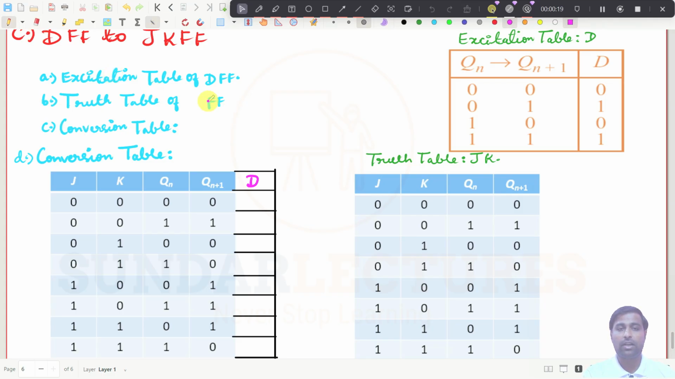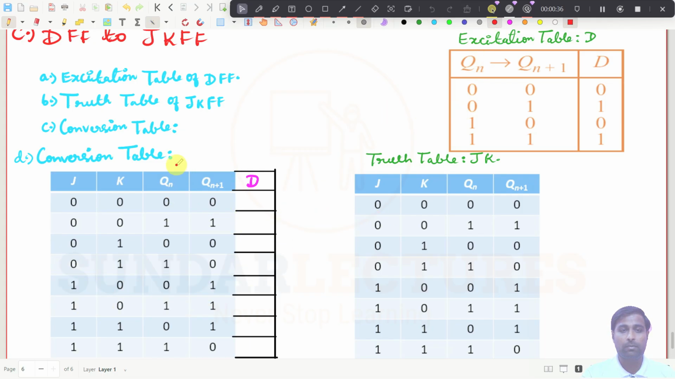Truth table of JK flip flop, right? So we need to take the truth table of JK flip flop. So we have taken the truth table of JK flip flop and the conversion table. So what is the conversion table? For the conversion table, again we need to take the same truth table.